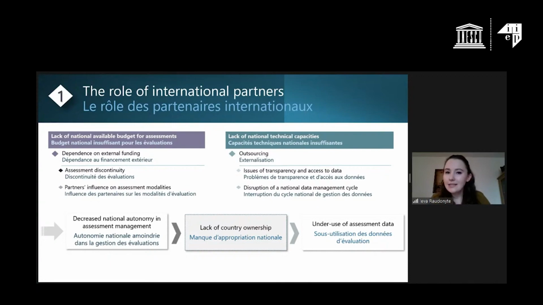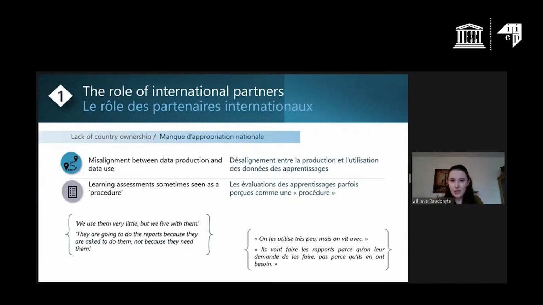This also leads to a disruption of a national management cycle and reduces the influence that national actors have over the management of data. These two sets of issues lead to a decreased national autonomy in assessment management. They can limit the national ownership of learning data and finally negatively affect the use of assessment results.